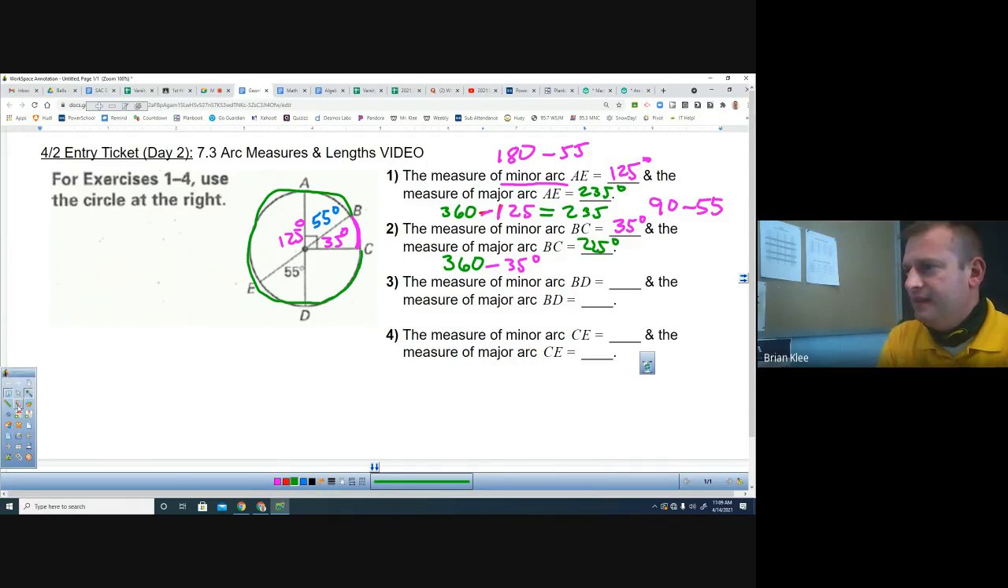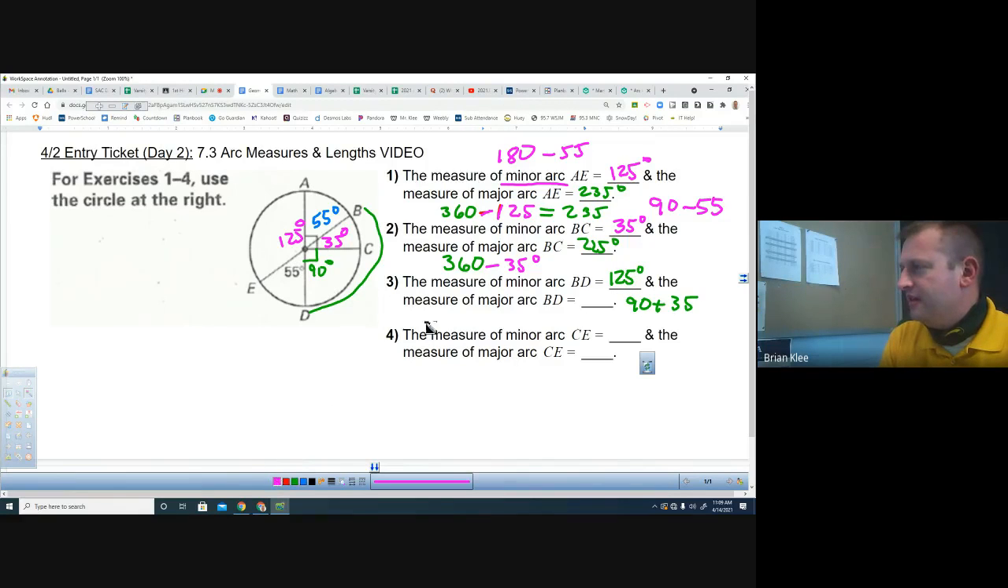Okay. Last two arcs. I think we end up needing those 55 and 35s if I remember correctly. So minor arc BD, from here to here. Well, I already know the 35, and because this is a diameter, I know that there's another 90 right there. So if I quickly add 90 plus 35, I end up with 125 degrees for the minor arc.